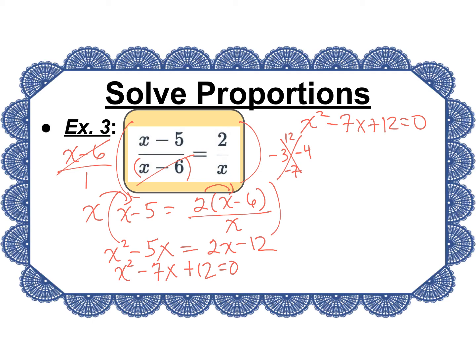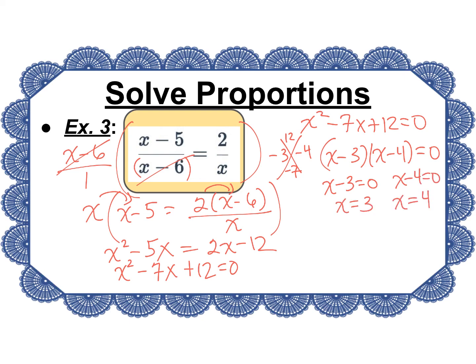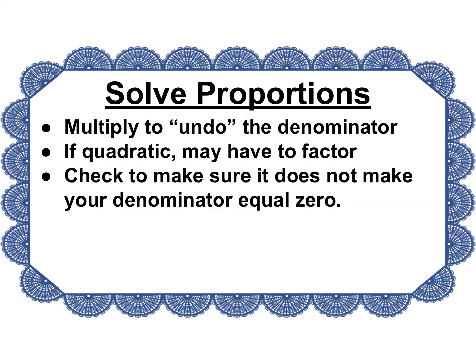And then I get x minus 3, x minus 4 equals 0. Set each of those equal to 0 using the zero product property, and we get x minus 3 to be 0, x minus 4 to be 0. So x could be 3, x could be 4. Those are my possible answers. If I check back here, x cannot be 6 and x cannot be 0, so that all works out, and our answers here are 3 and 4.